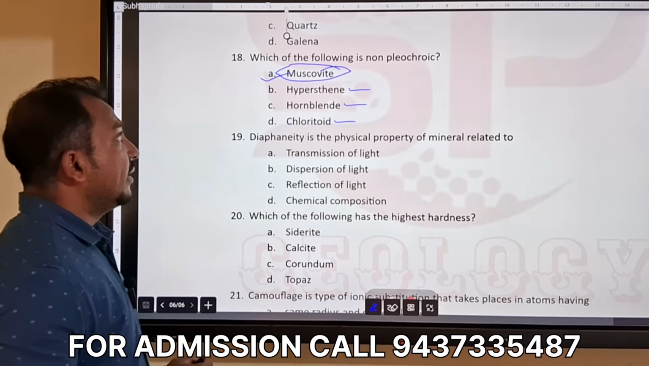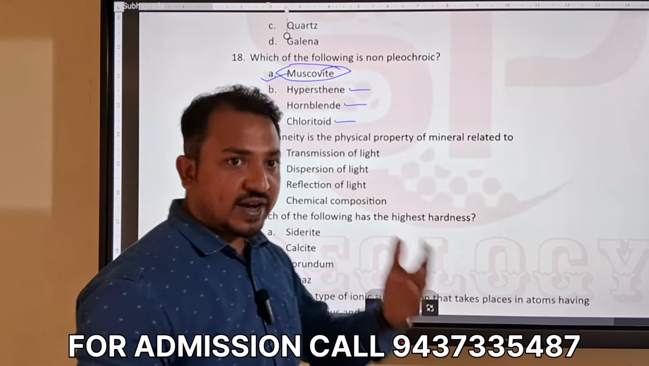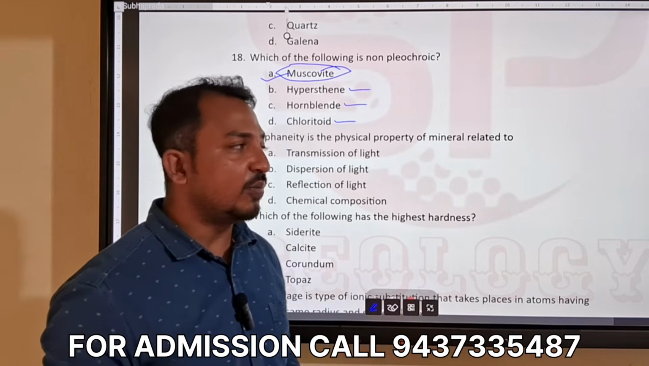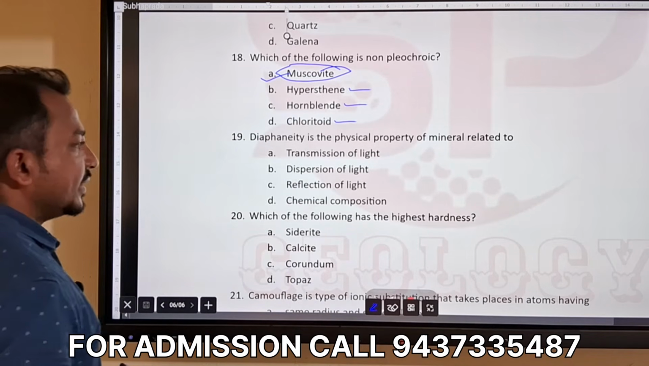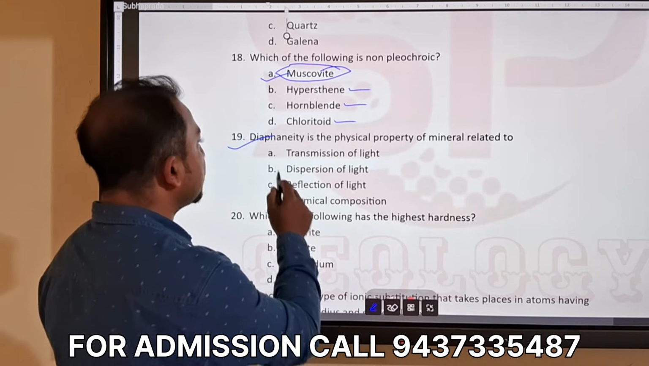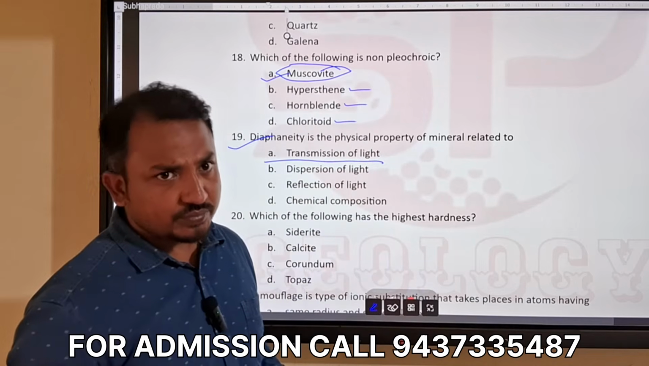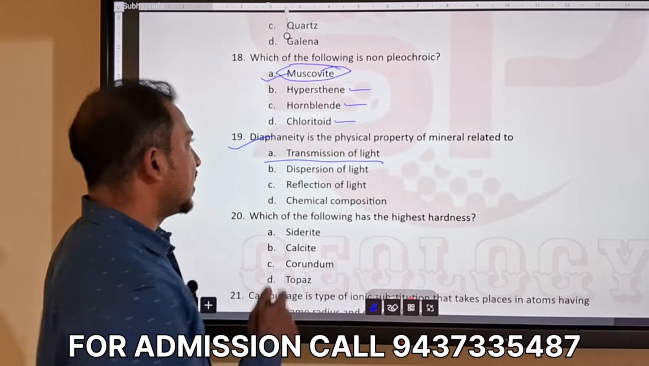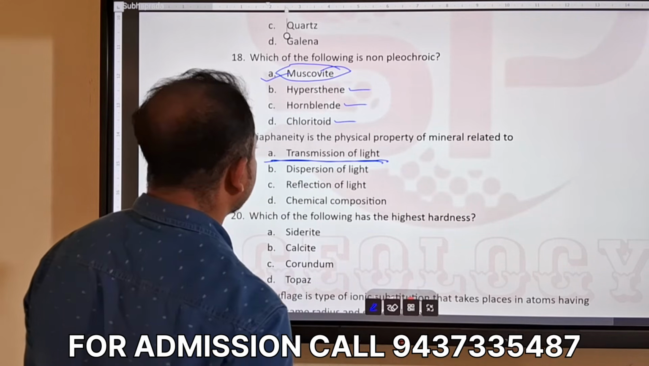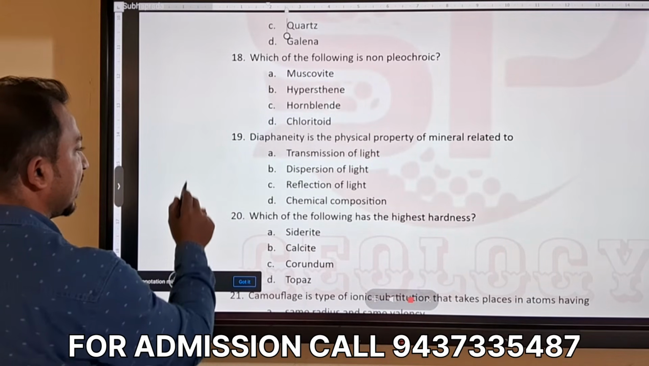Then non-pleochroic: you'll find non-pleochroic minerals in the anisotropic case, but all isotropics are always non-pleochroic. Then it comes to diaphaneity. It is a property that defines the transmission of light through a mineral, that is transparent, translucent, or opaque. So that property is called diaphaneity, which defines the transmission of light through a mineral. So the answer will be transmission of light.